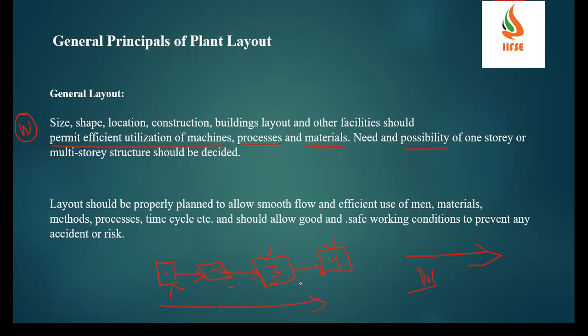It is not about only this thing. For example, a person is working in block 1, and he has to go and punch in block 4. That is not right. Or he can have punching here itself. Or his reporting boss is sitting in block 4. If anything is required, every time he has to go to block 4 and report to his officer. So in such a way, we have to design it for a smooth flow of utilization of man, machine, material, and methods, and it should allow good and safe working conditions to prevent any accidents or risk.